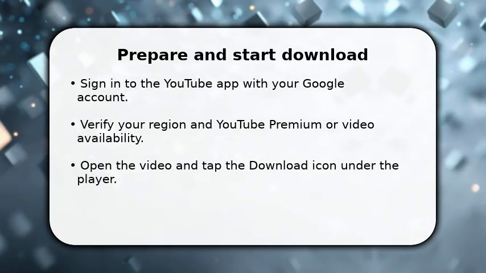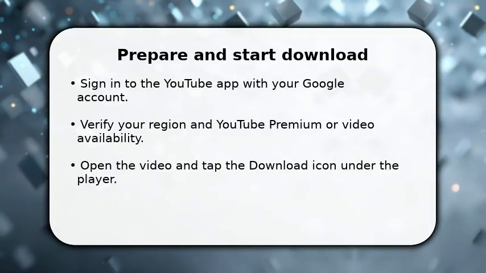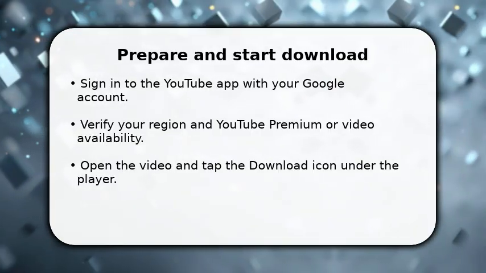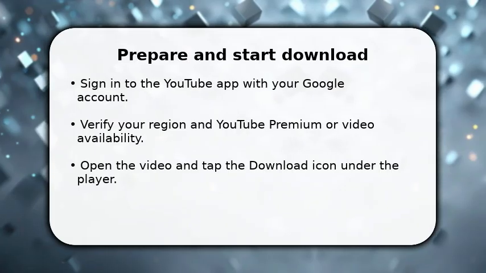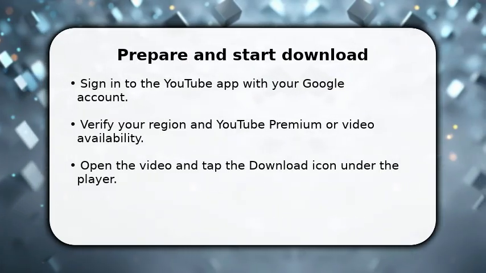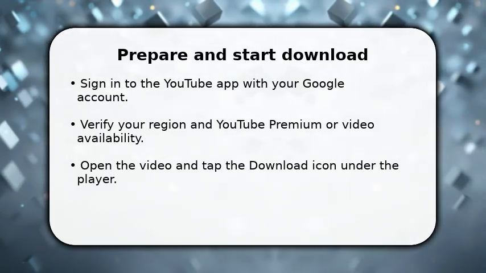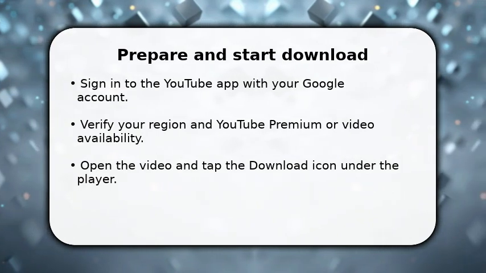Now open the video you want to save, look under the player for the download arrow, and tap it. This initiates the local offline copy. The app explains quality options. Choose higher quality if you have space, lower for faster saves.